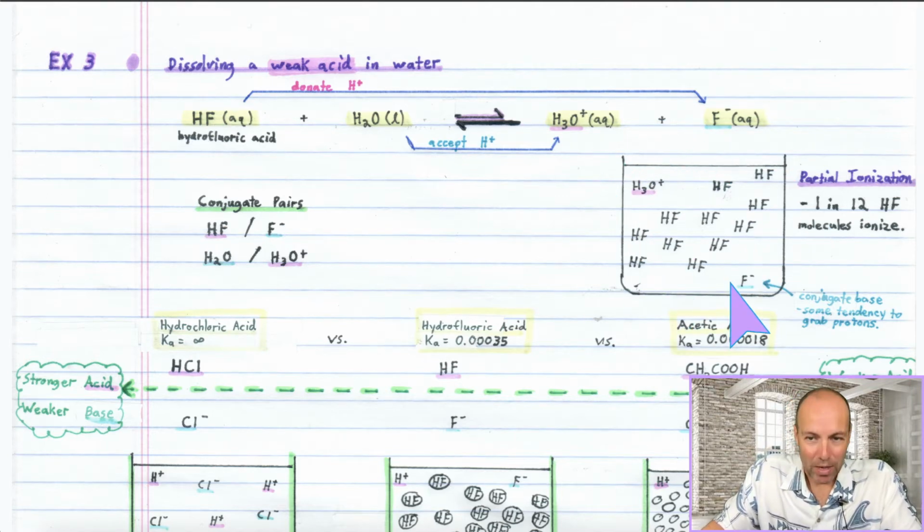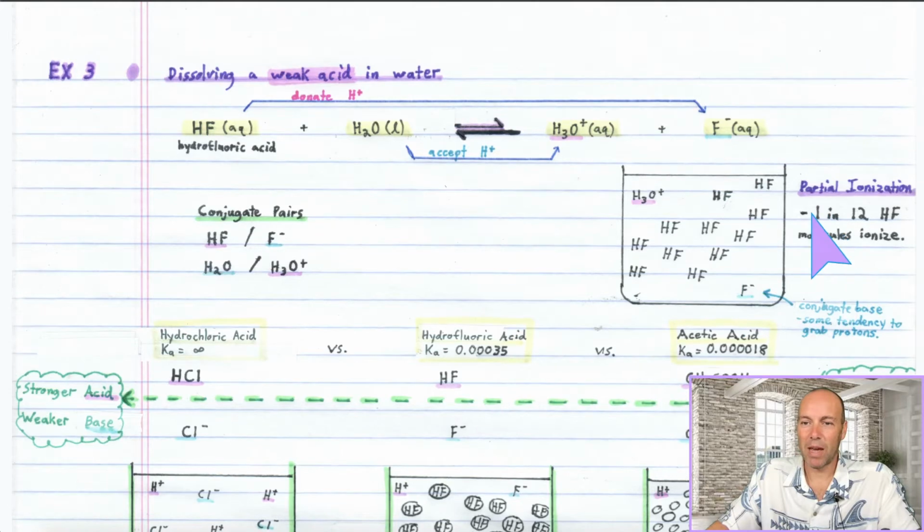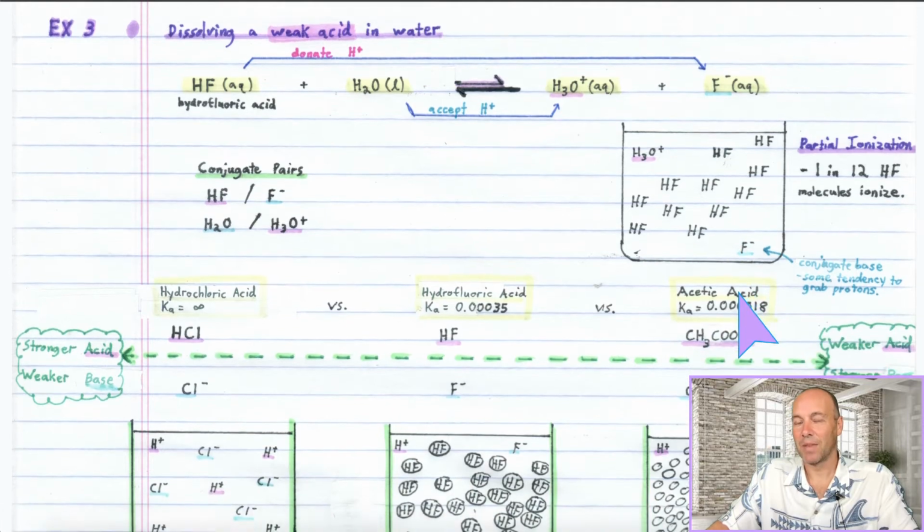It's not really that weak. There are other acids that are even weaker, you know, some acids, maybe 1 out of every 100 molecules ionized, or maybe 1 out of every 1,000. So some of them are really weak. But this is still considered a weak acid because not every molecule ionizes.